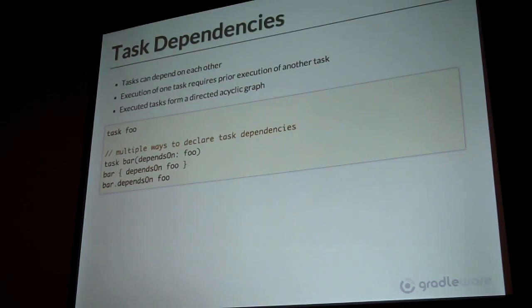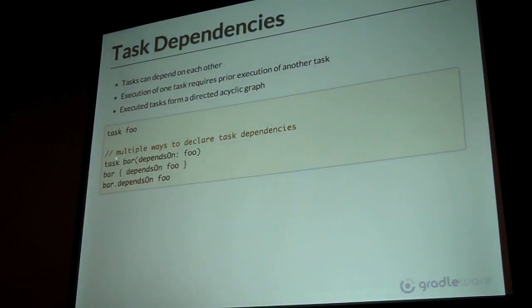So here, compile Java produces something, the class files, that the jar task consumes. And this is when you should add a dependency. It's really a semantic relationship. You shouldn't think about it as this should run before that. You should think about it as this task needs something from the other task. That's when you should add a dependency.